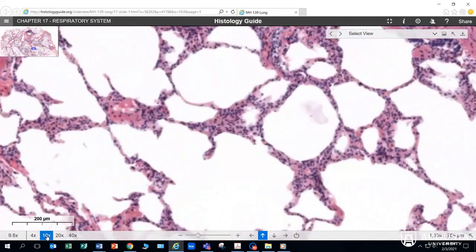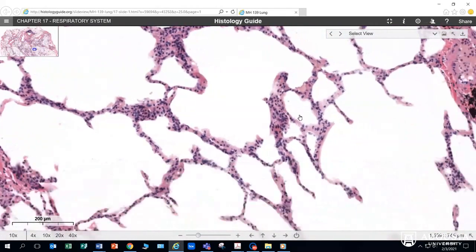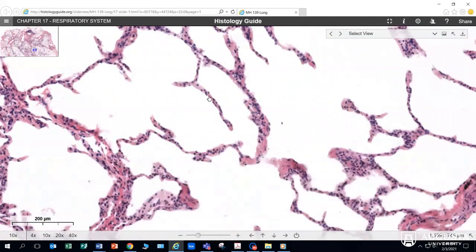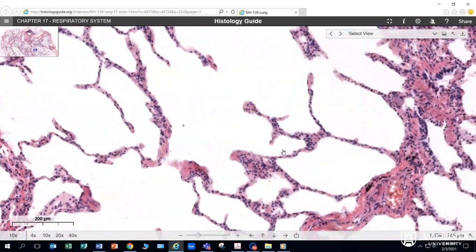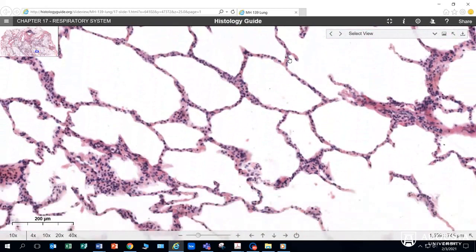If we look at 10x, we start to see that these alveoli, the walls of the alveoli, are made up of a single layer of cells. So here we have a single layer of cells, and the dark speckles that you see are the nucleus of each of those cells. So here's another area.